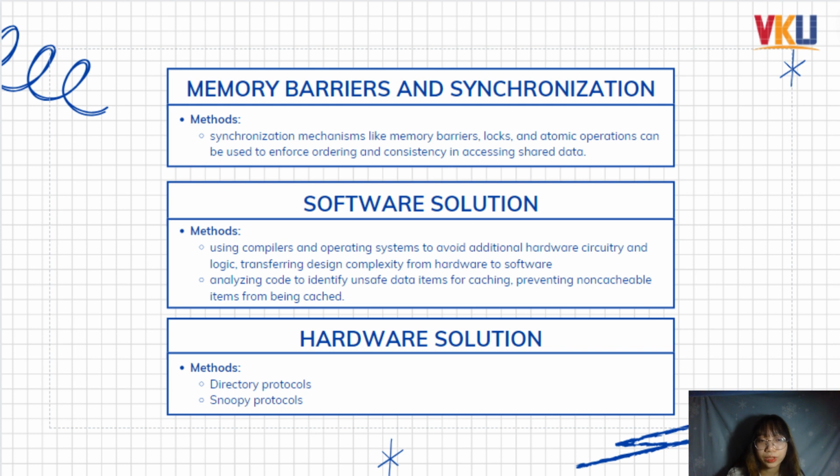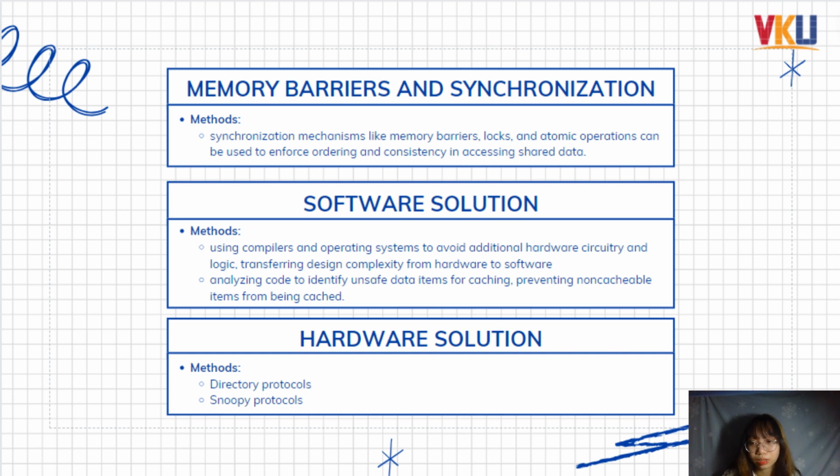The three solutions have been mentioned before. We come to the first solution, memory barriers and synchronization. The method is, in addition to the cache coherence protocol, synchronization mechanisms like memory barriers, locks, and atomic operations can be used to enforce the ordering and consistency in accessing shared data.